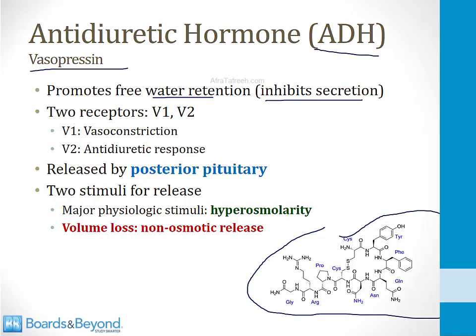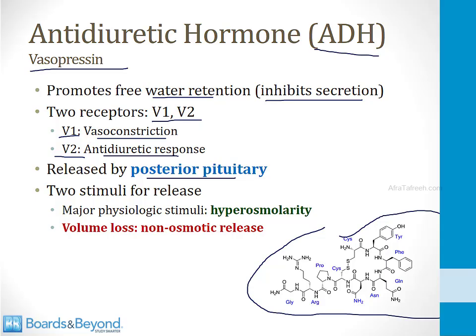There are two receptors for ADH in the body called V1 and V2. V1 is the receptor found peripherally that is responsible for ADH's vasoconstrictive effect that can raise blood pressure. The V2 receptors are found in the collecting duct, and they are responsible for the antidiuretic response of ADH, which we'll talk about in a minute. This hormone is released by the posterior pituitary gland, and there are two stimuli for release of ADH.